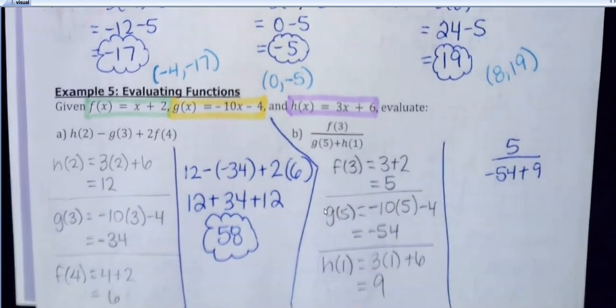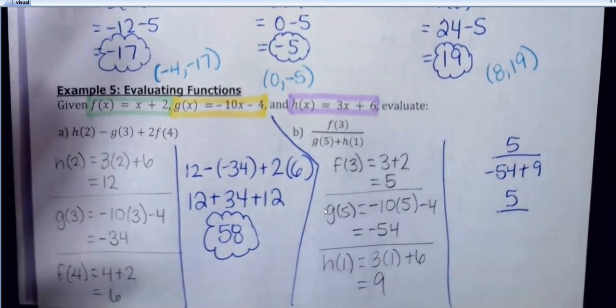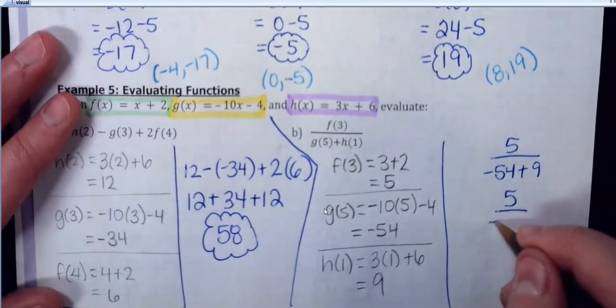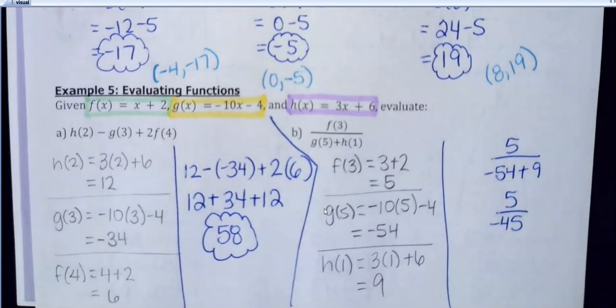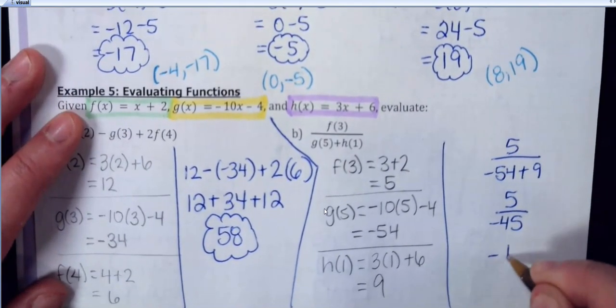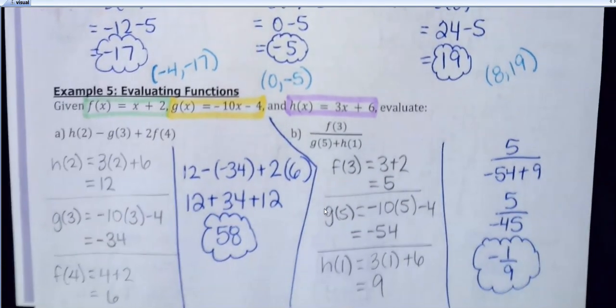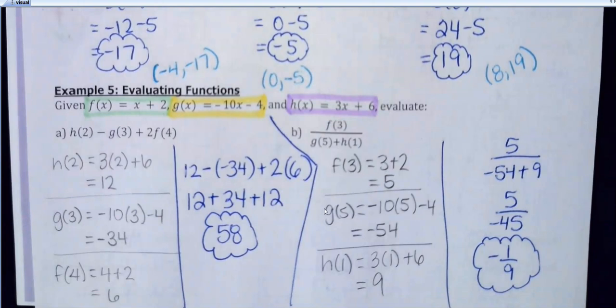So if you can, go ahead and simplify that. On the bottom there, negative 54 plus 9, right? That's negative 45. And then if you can, which I also can here, I can reduce that fraction. Both of those are divisible by 5. So my final answer there should be negative 1/9, all simplified. And so as you do these problems, they're not bad to do. It's just the notation and making sure you're plugging in correctly and substituting and then simplifying if you can.